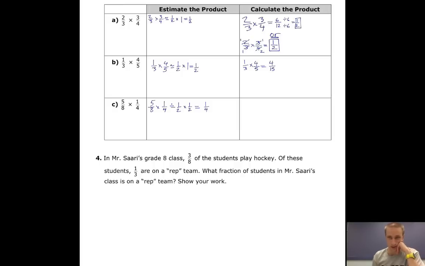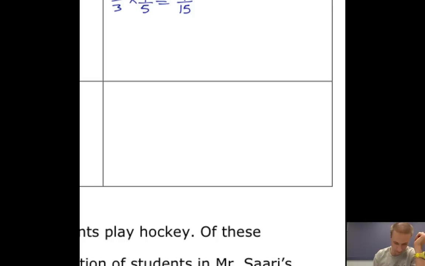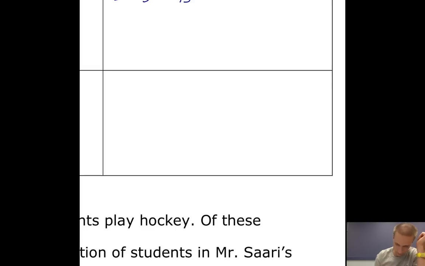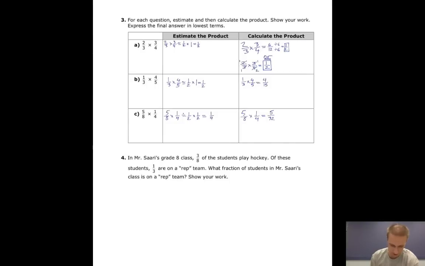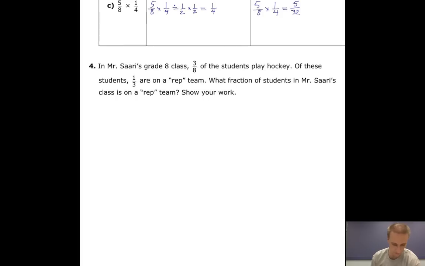Okay, so now let's go on to the calculate part. Over here, we'll just do that. So we're doing 5/8 times 1/4. So in doing 5/8 times 1/4, there's no simplification that can be done. We're simply doing 5 times 1, which is equal to 5. And we're doing 8 times 4, which is simply 32. And here's our product.